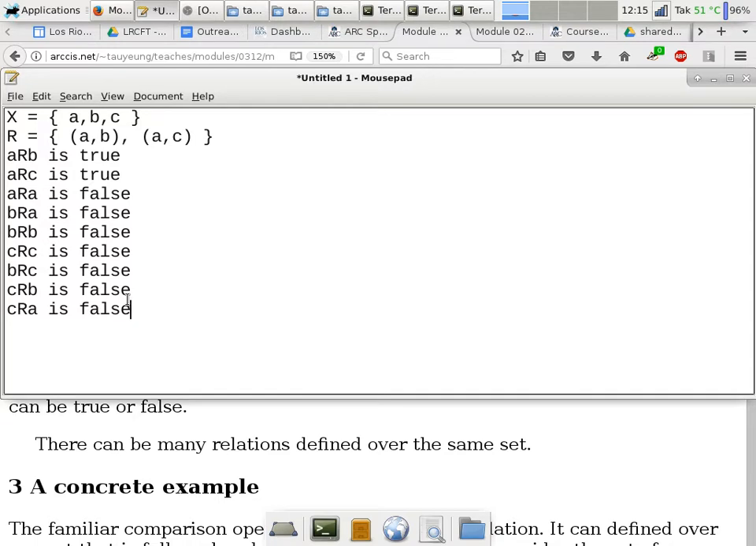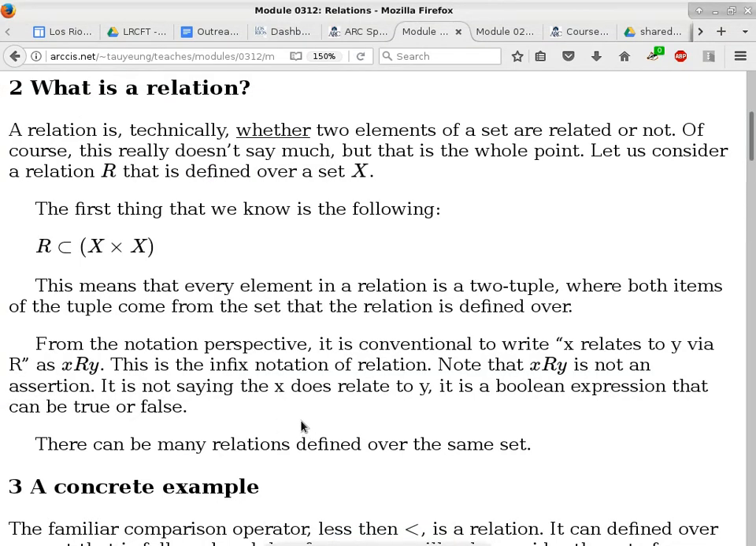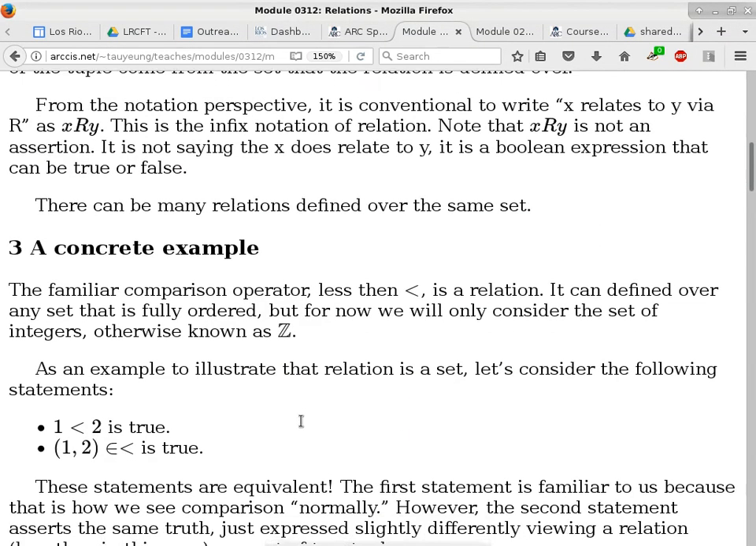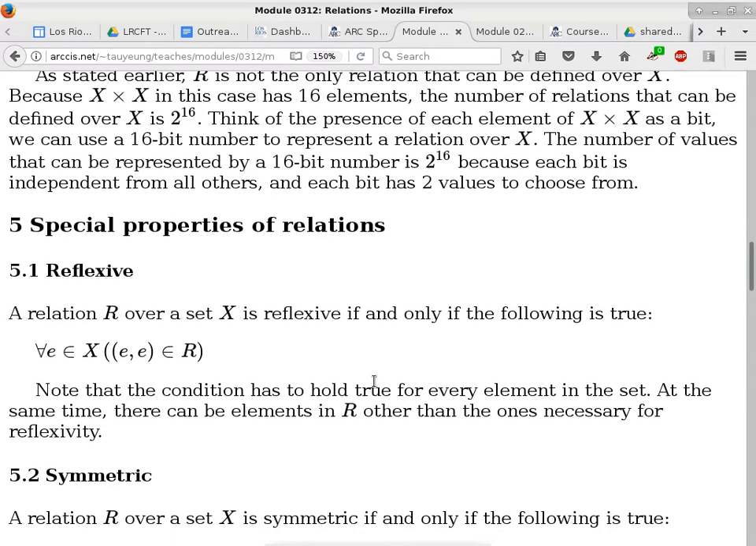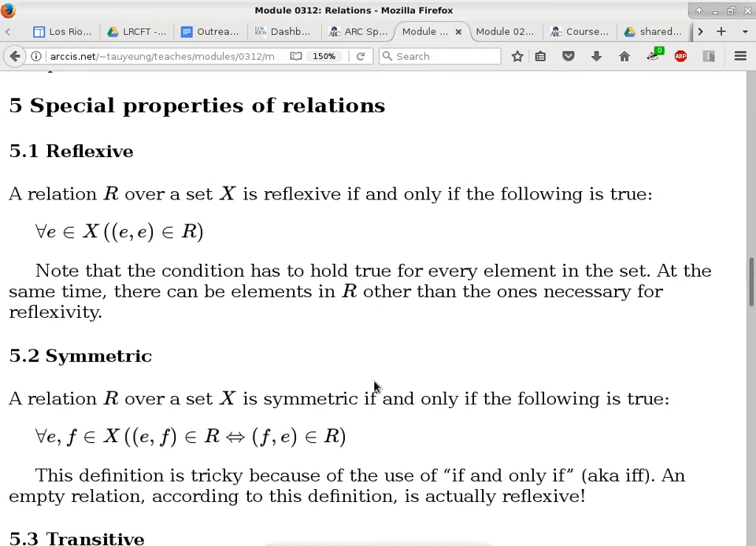Shall we move on and talk about properties or certain qualifiers of relations? Okay, all right. So I'm going to skip the concrete example because concrete examples are always kind of boring. I'm just kidding. So here's a random example that we just went through. Now we are talking about the special properties of certain relations.